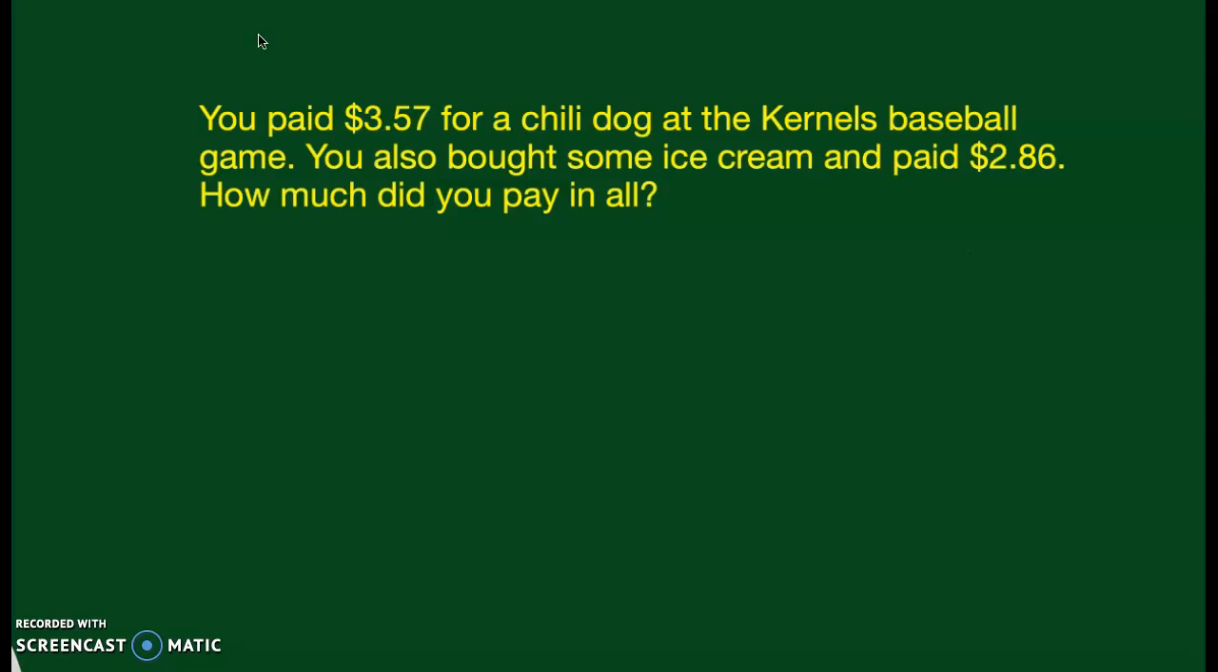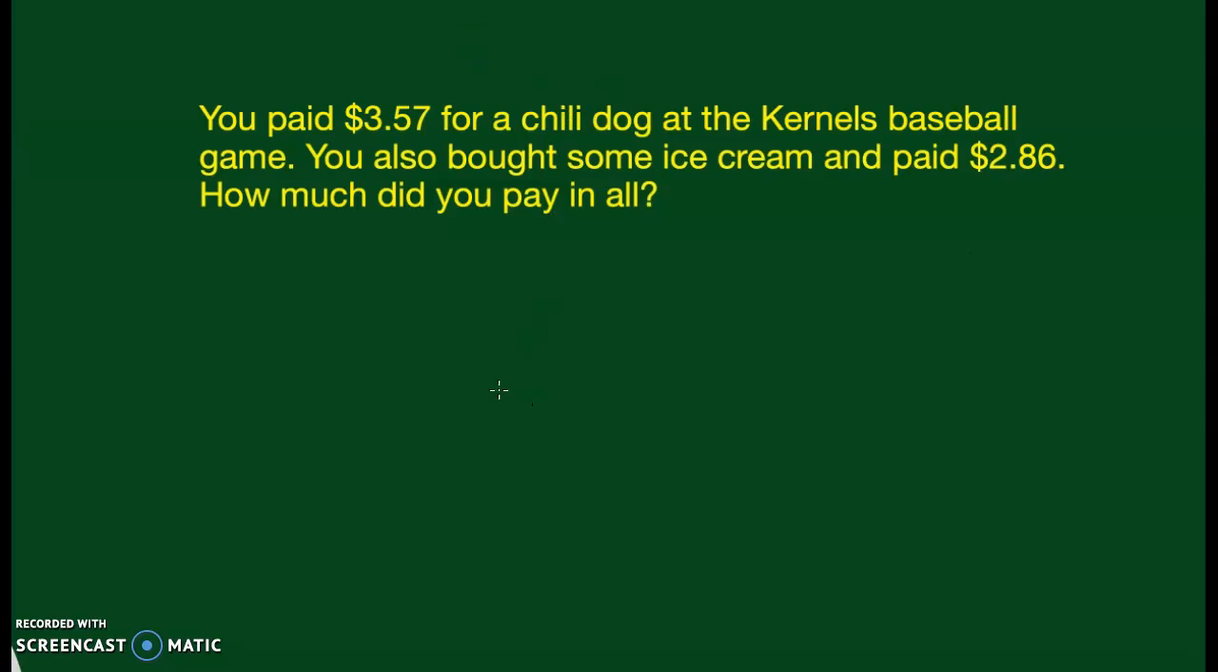The first one starts with, you paid $3.57 for a chili dog at the Colonel's baseball game. You also bought some ice cream and paid $2.86. How much did you pay in all? Since we are buying one thing, a chili dog, and we're buying another thing, and we want to know how much we paid all together, that is going to be an addition problem.